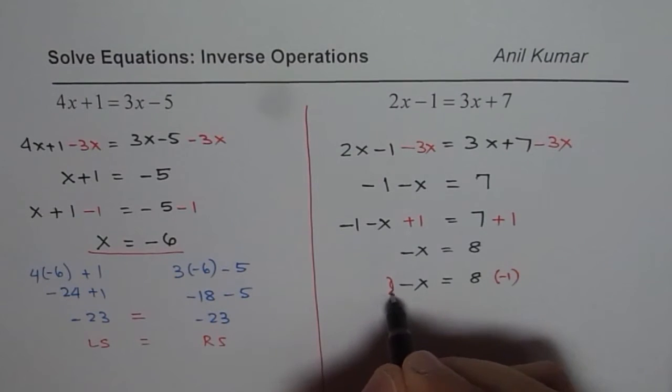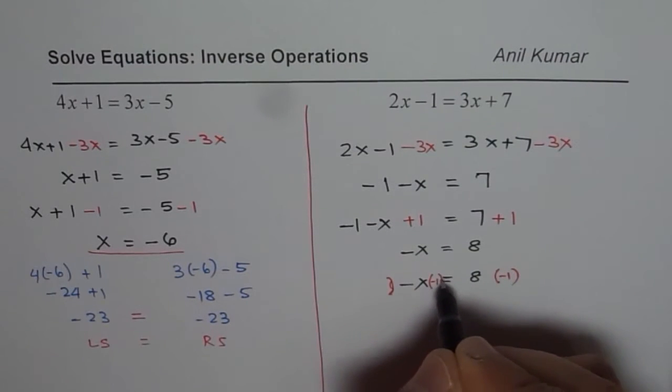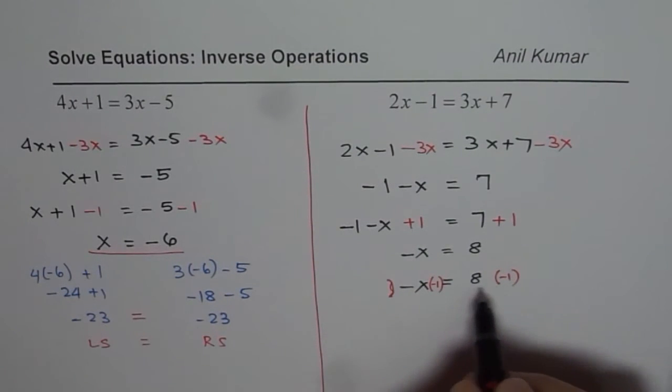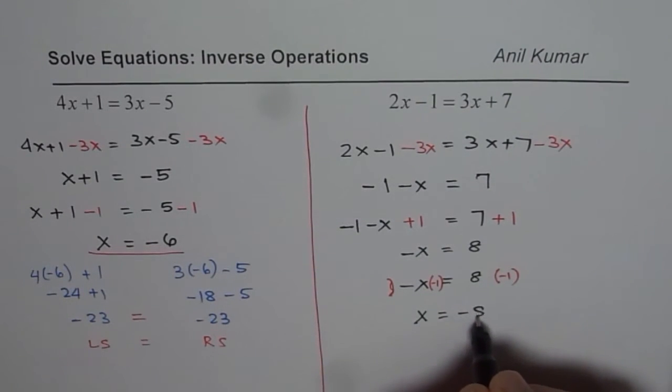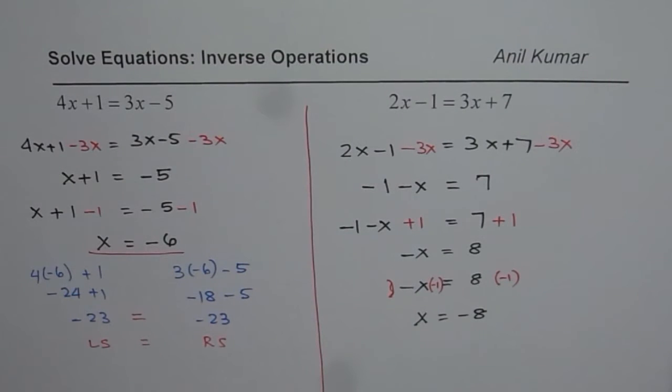So in fact, I should not write like this. I should write like this. So you could multiply or divide by minus 1. Minus x times minus 1 is x. So we get x equals minus 8. So the solution is minus 8. You can check the result, right? Is the left side equal to the right side for minus 8? Check it on your own, right? Thank you and all the best.